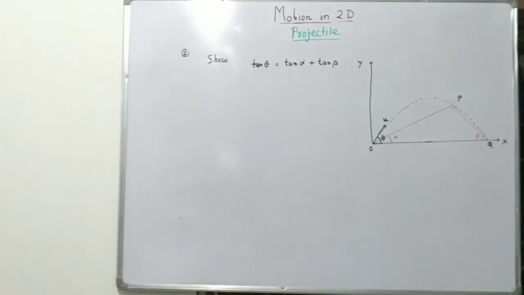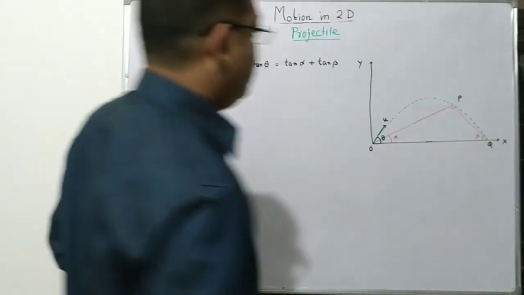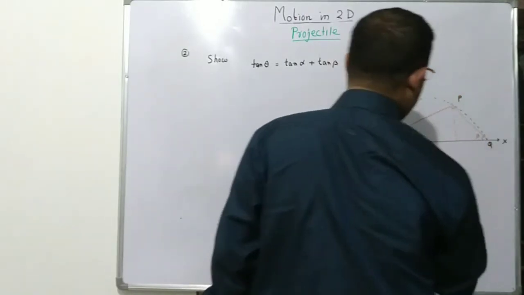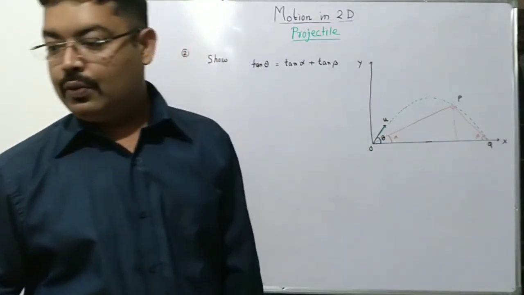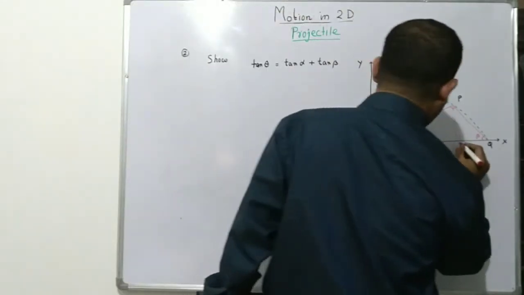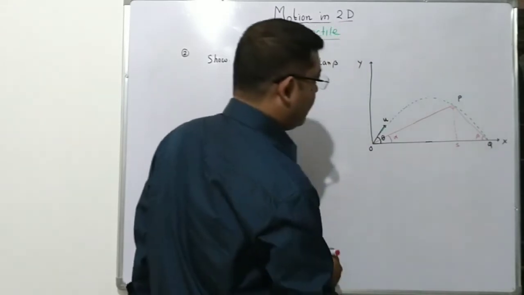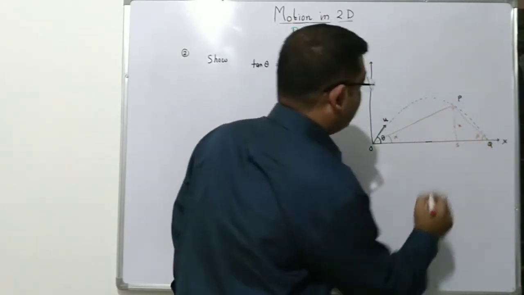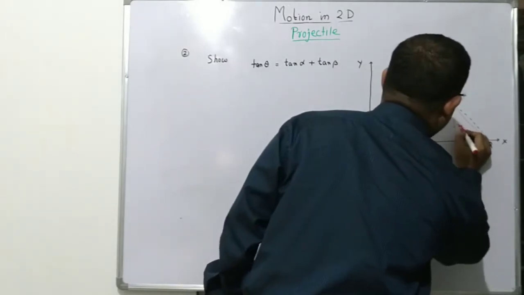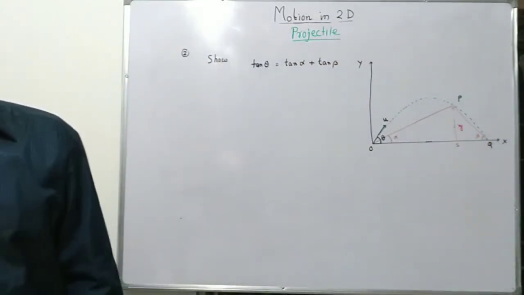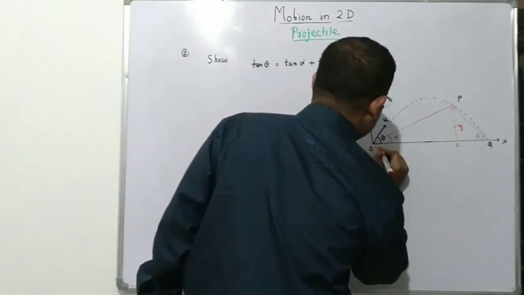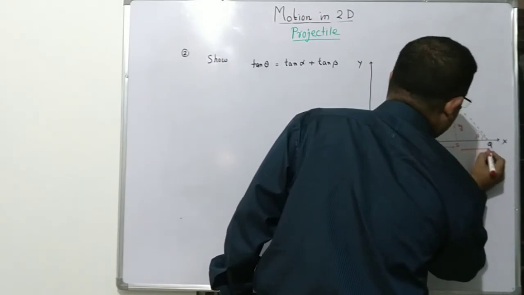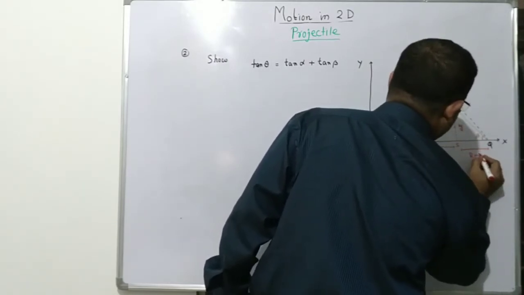Okay, to do this, first let's drop a perpendicular from here to the OQ. Let's call this point, say, S. And let's say the position P, its height is Y. So this length OS will be given by, say, X. And then the length SQ will be the range of the projectile, R, minus X.